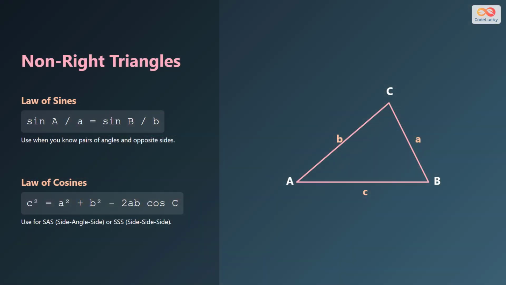Sometimes you will face triangles that do not have a right angle. In these cases, SOH CAH TOA does not work. Instead, use the law of sines when you know a matching pair of an angle and its opposite side. Use the law of cosines when you have two sides and the included angle, or all three sides. These formulas are powerful tools for general geometry questions.